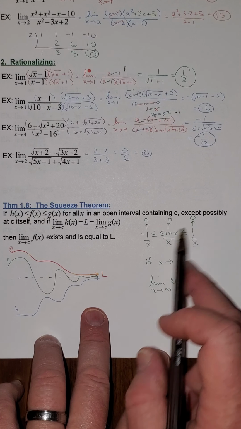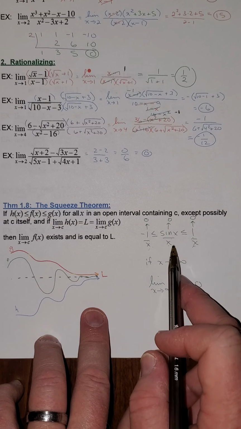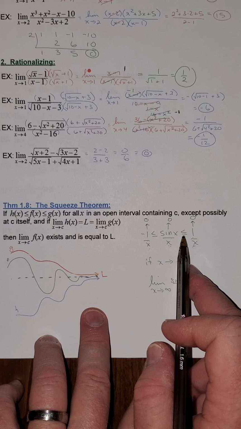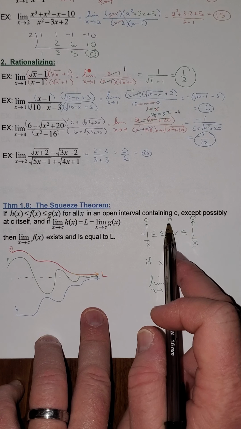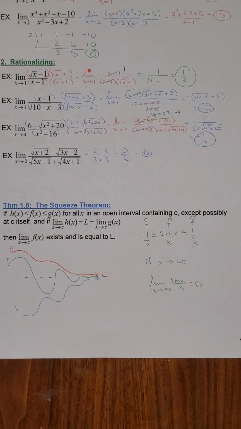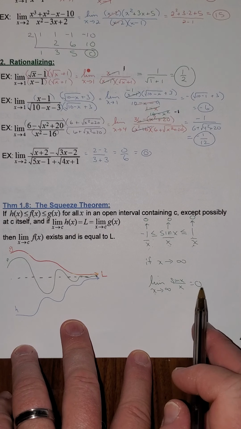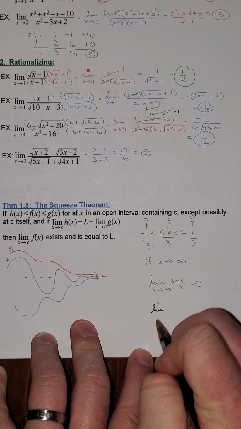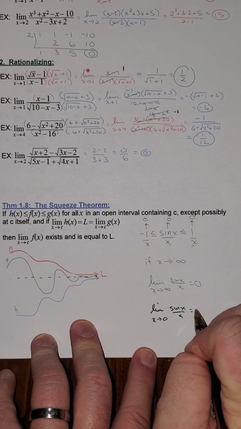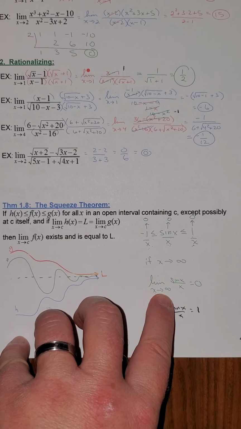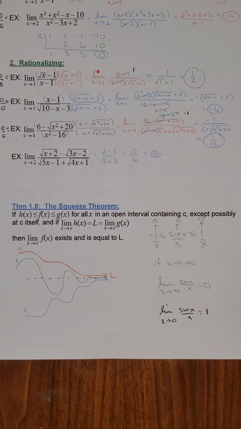Now, wait a minute. If this approaches 0 and this approaches 0, then any function that's in between them, that's less than or equal to that function and greater than or equal to that function, has to approach 0 as well. The limit as x approaches infinity of sine of x over x approaches 0. And don't get that confused. Before we talked about the limit as x approached 0 of sine of x over x. That approached 1. They're different limits because this one goes to infinity, this one goes to 0. So be careful with that. But that's how the squeeze theorem works.